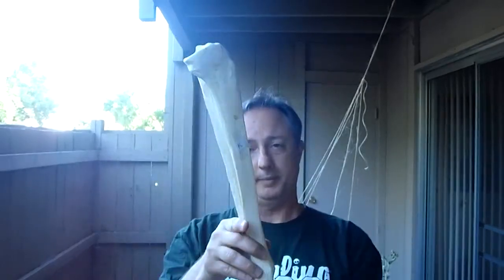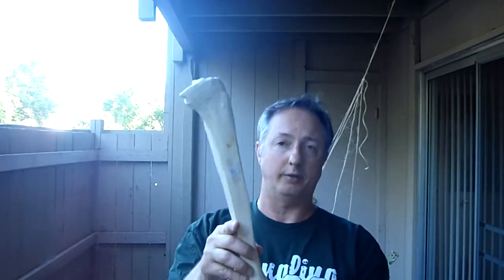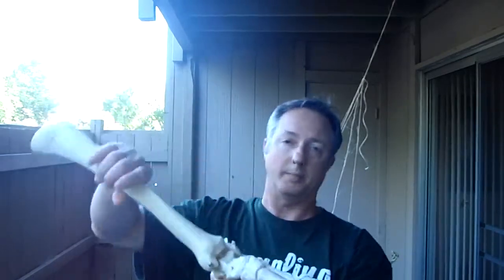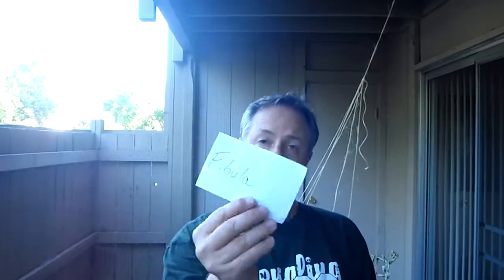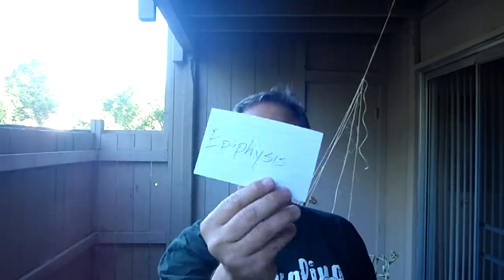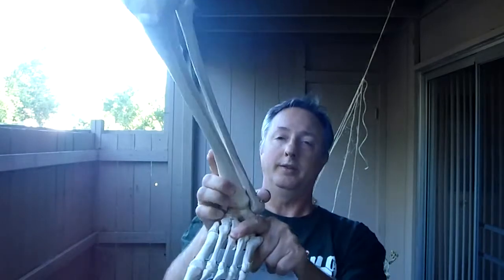There's the tibia, there's your fibula, and there's the diaphysis, which makes up the shaft of these long bones, and the epiphysis, or epiphyses, which make up the ends. Real quick. Fibula, tibia, epiphysis, diaphysis, and we move into what's called the malleolus, which you know better as the ankles.